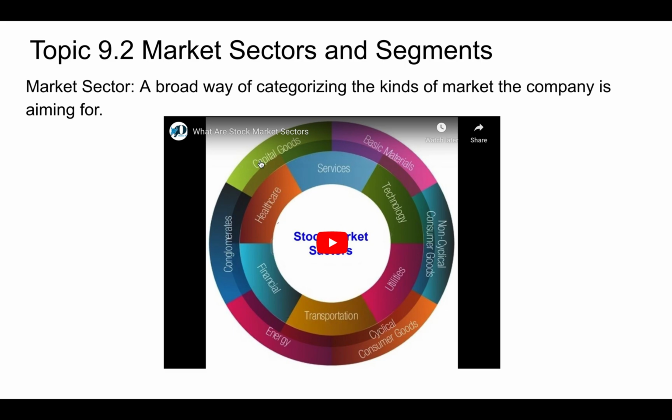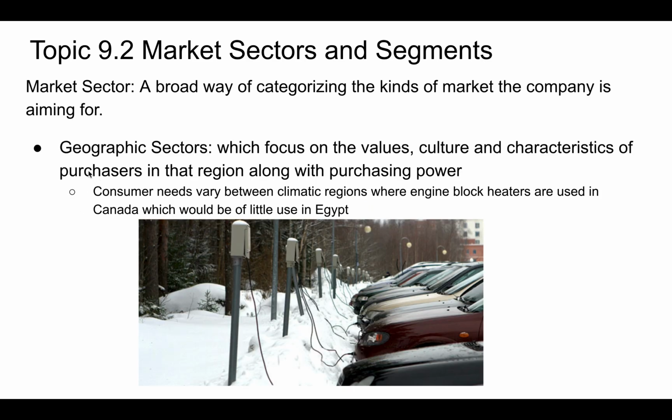Like, what is a capital good? What is a basic material? What is technology, utilities, etc.? So these are parts of the market right here. These are market sectors, and they are large parts of the market. We can categorize market sectors in two ways.